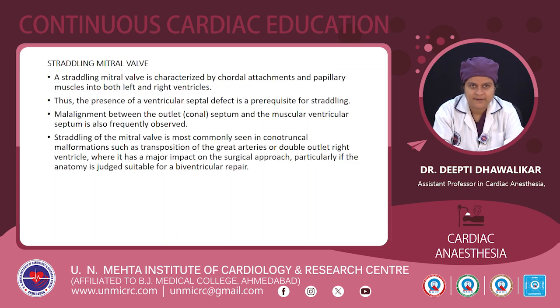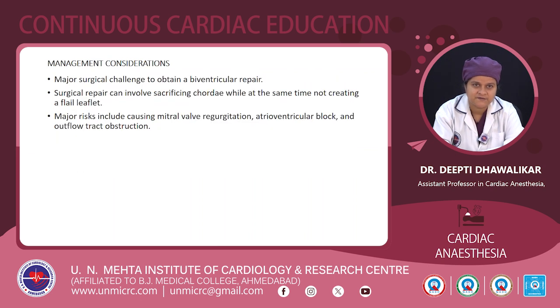Now coming to straddling of the mitral valve. A straddling mitral valve is characterized by chordal attachments and papillary muscles into both the left and right ventricles. Thus, the presence of a ventricular septal defect is a prerequisite for straddling. Malalignment between the outlet, that is conal septum, and the muscular ventricular septum is also frequently observed. Straddling of the mitral valve is most commonly seen in conotruncal malformations such as TGA or DORV, where it has a major impact on surgical approach, particularly if the anatomy is otherwise suitable for a biventricular repair.